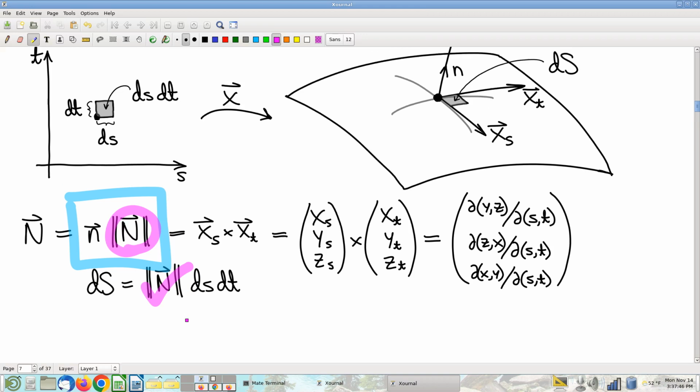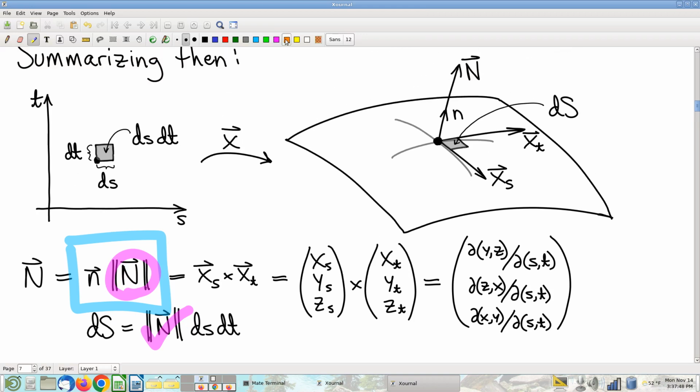But you can also see in here, breaking up this capital N into a magnitude and a direction. The little n is the unit vector pointing in the direction of capital N. It's the unit vector pointing perpendicular to the surface. Right? Again, because it's perpendicular to two tangent vectors. Okay. All right.